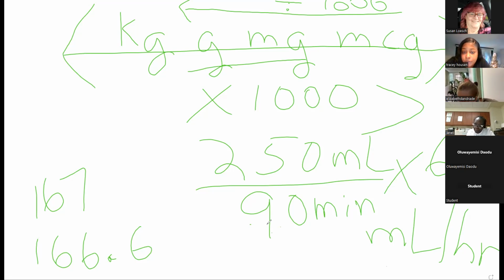If it's asking you for mLs per hour and you have minutes, you have to convert right here. That's your conversion. If it's already in hours, no conversion necessary. You just put the 250 over the number of hours. Okay. Got it.